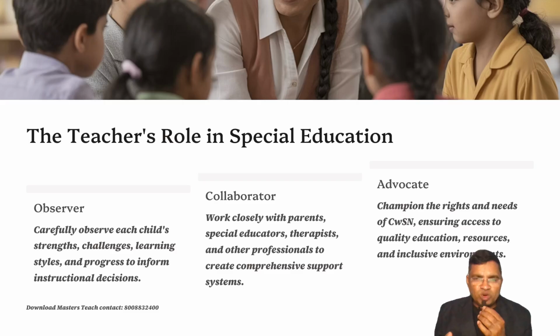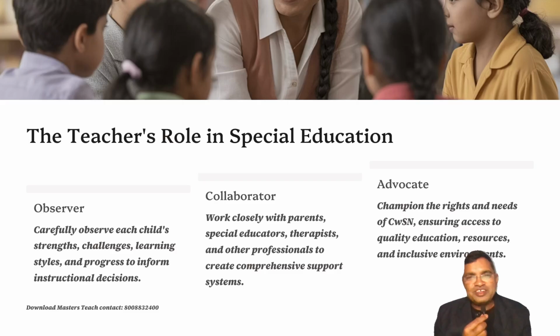Then the teacher's role in special education. The teacher is not only a facilitator, guide or motivator. Here in special education, he is the observer. The teacher has to observe carefully each student's strengths, challenges, learning style, how they learn, and progress, to inform instructional decisions. The teacher is also a collaborator. He or she has to work closely with the parents, special educators, therapists and other professionals to create a comprehensive support system. As well as advocates.